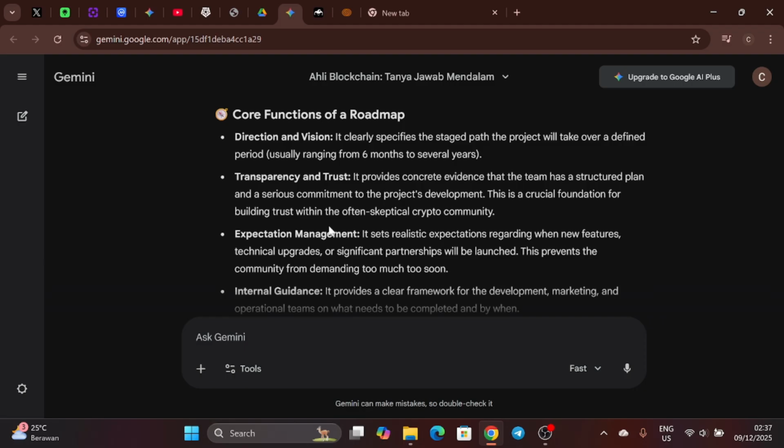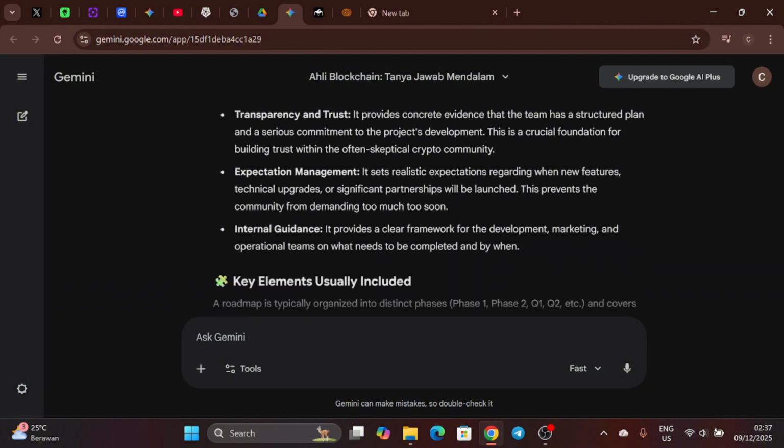Expectation management. It sets realistic expectations regarding when the new features, technical upgrades, and significant partnerships will be launched. This prevents the community from demanding too much too soon, and also provides internal guidance: a clear framework for the developer, marketing, and operational teams on what needs to be completed and by when.